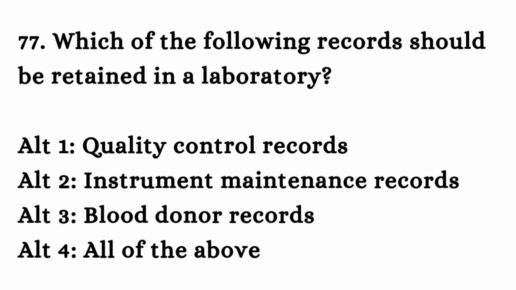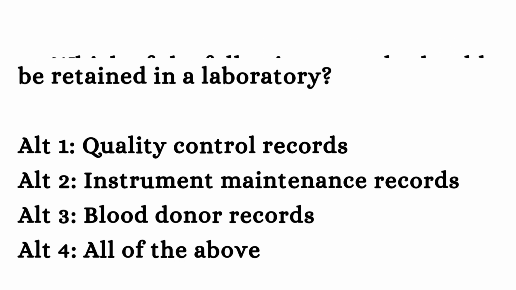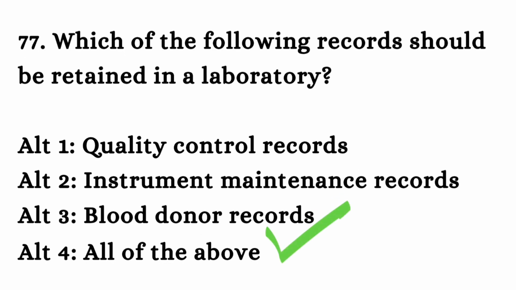Next one. Which of the following records should be retained in a laboratory? Option 1 quality control records, option 2 instrument maintenance records, option 3 blood donor records, option D all of the above. The right answer is option D all of the above. A laboratory should have quality control records, instrument maintenance and blood donor records.